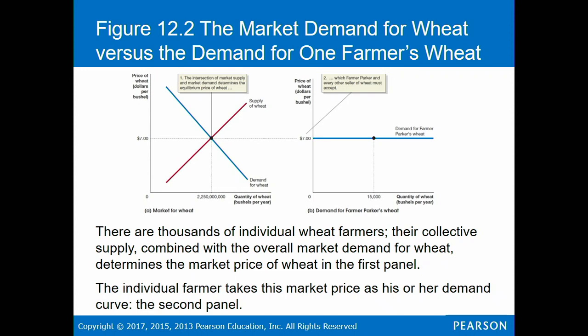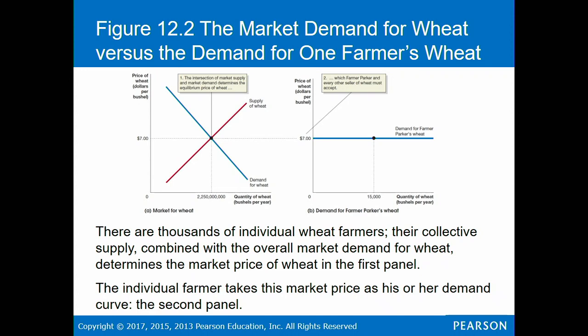All right. So here we have a graph: supply and demand for the market, and demand for an individual firm. On the left in the market, you have supply and demand crossing at $7. So the equilibrium price of wheat in this market is going to be $7, and there are 2.25 trillion bushels of wheat per year sold in this market.